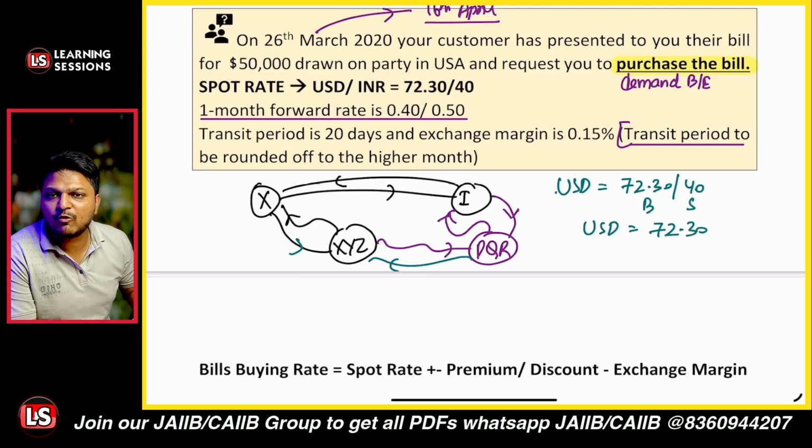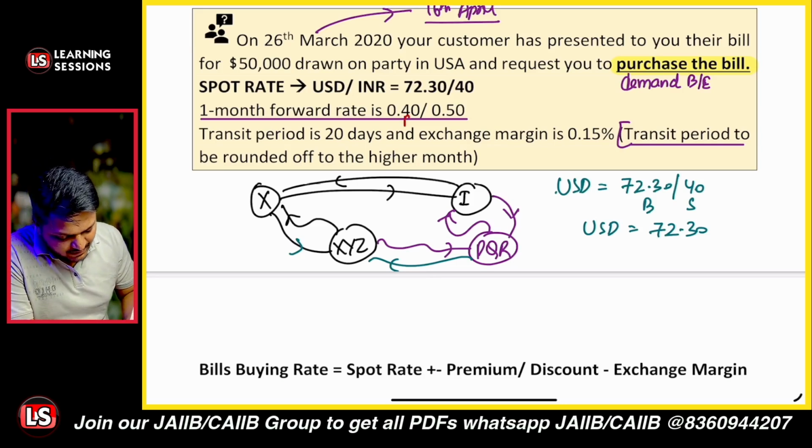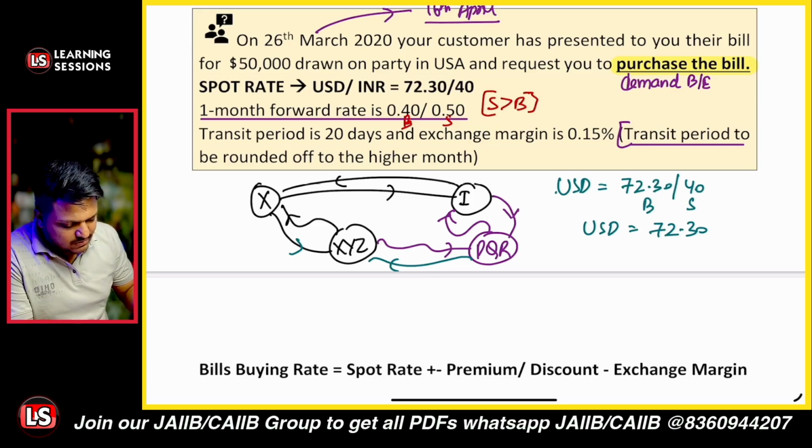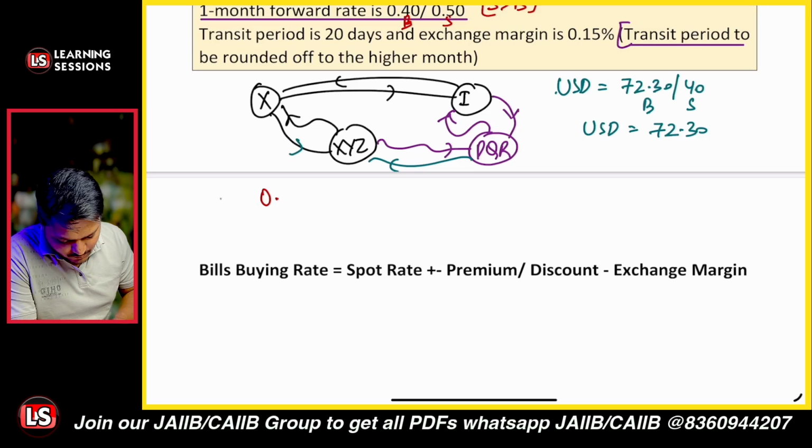And it is also to be rounded off to the next month, to the higher month. So these are the buying forward points, these are the selling forward points, and the selling forward points are greater than the buying forward points. If it is so, it means the currency is available at a premium. I'm writing it over here. So the 1 month forward points are given to be 0.40/50.